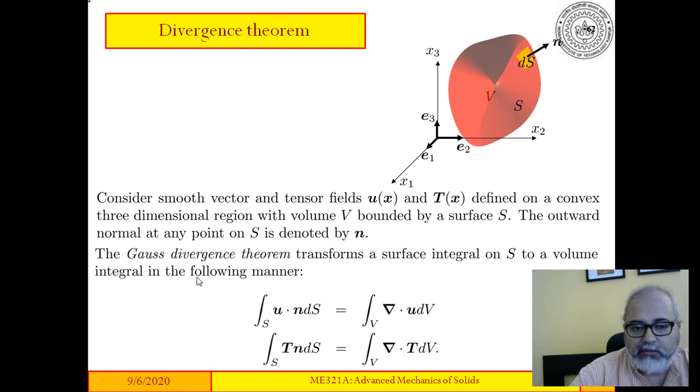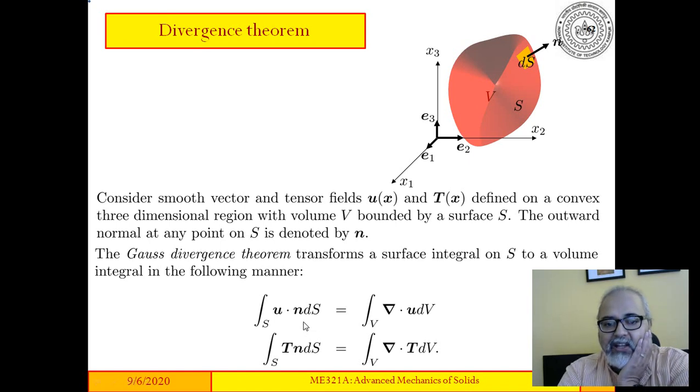So the Gauss divergence theorem transforms a surface integral on the surface S of this volume to a volume integral, and we know these statements. At least we know the first statement. We know that u dot n dS is called the flux, and integrated over S it is the total flux through the surface, which means outflow minus inflow on the surface, and that is equal to the divergence of u over the volume. So this is a surface integral which gives you the flux over the surface, that is equal to the divergence of u over V. This you might have learnt in your mathematics courses as well as in your fluid mechanics courses.